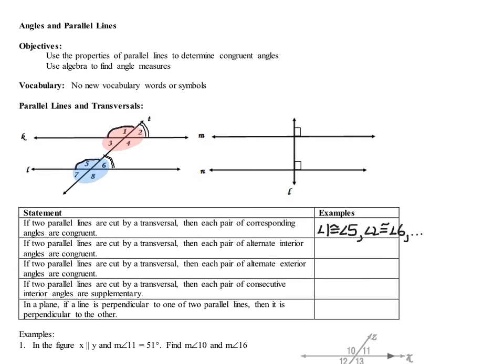Yuck. Whatever. All right, if two parallel lines are cut by a transversal, then each pair of alternate interior angles are congruent. Fortunately, in this case, there's only two possible pairings. We're looking at angle 3 and angle 6 being congruent, and also 4 and 5. So angle 3 is congruent to angle 6, and angle 4 and angle 5 are also congruent.